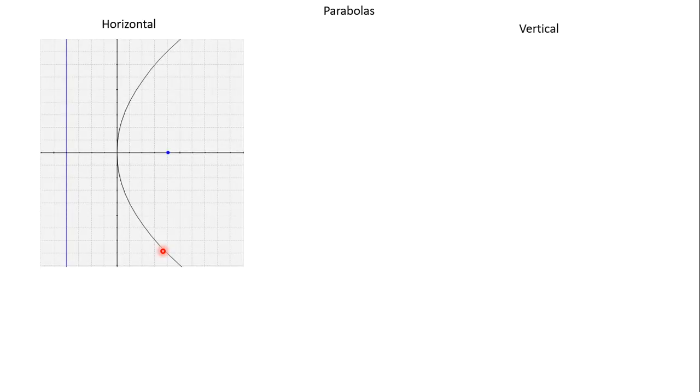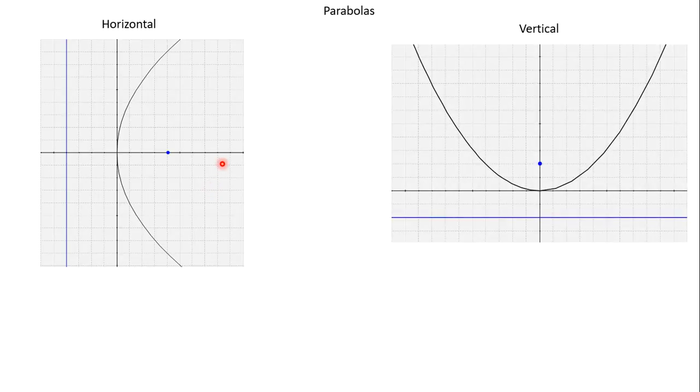There's less vocab in parabolas, but we do have horizontal and vertical ones. The horizontal ones look kind of like the one that we just saw. The vertical ones look like the parabolas that we know and love from Chapter 5. Each of these parabolas has a focus. That would be the one point. There's only one focus in a parabola. It's just the one point. And notice it's inside the curve.